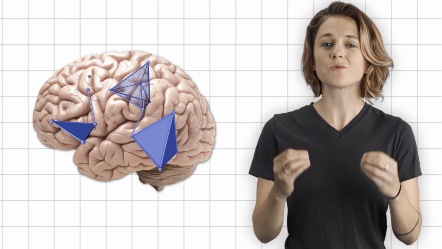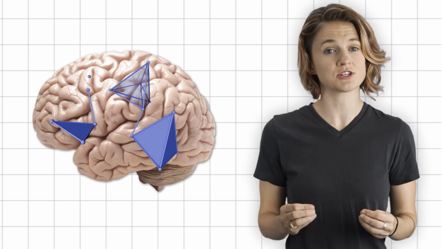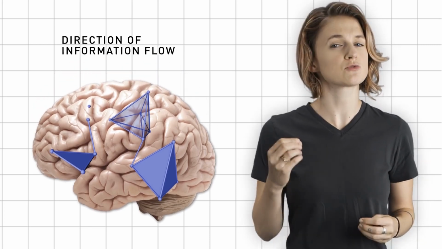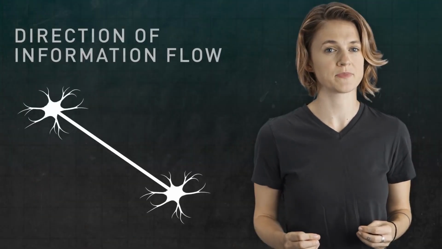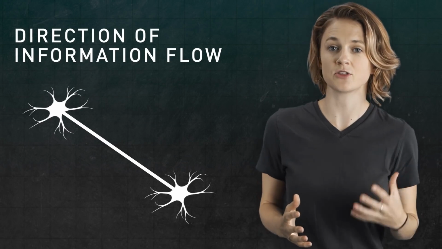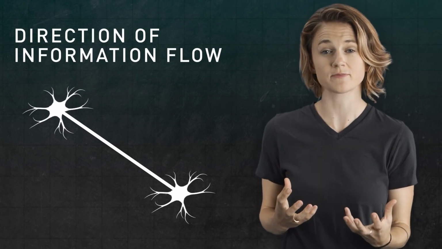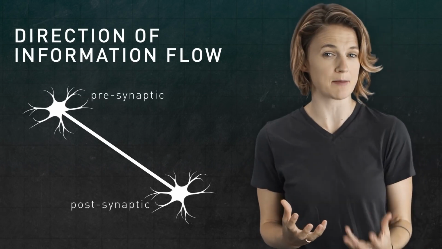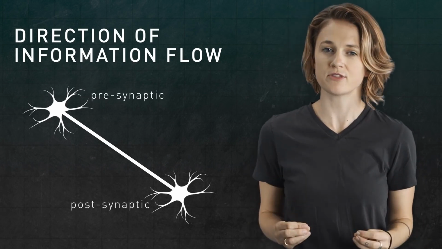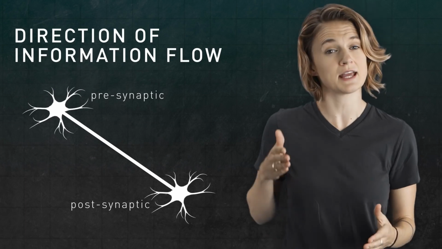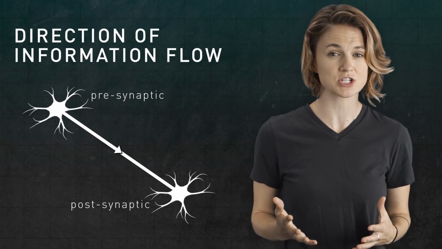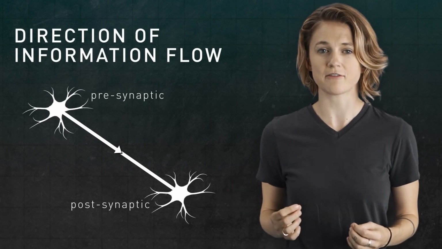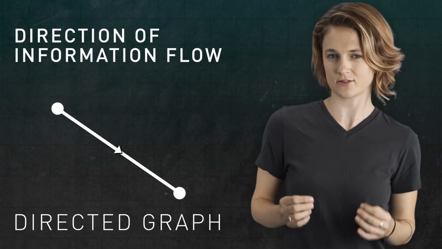But we can add one additional layer of information to this neural network: the direction of information flow. There's an inherent asymmetry in the way one neuron communicates with another. The electrical current passes from the presynaptic neuron to the postsynaptic neuron. We can encode that by adding an arrow indicating the direction of synaptic transmission on each edge of the graph. This is called a directed graph.